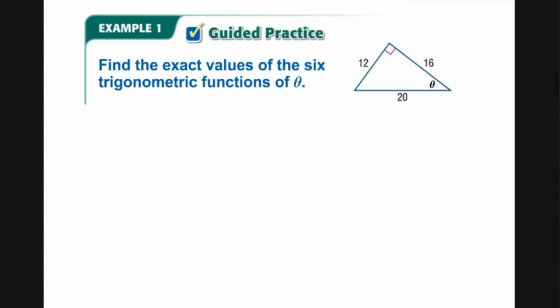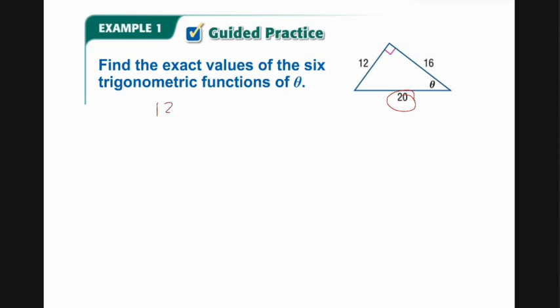Let's do another one. So initially, you are missing a side. You are missing this side. So how do we know it's 20? Well, the two that make your right angle are the legs. They're the smaller sides. We are missing our hypotenuse.